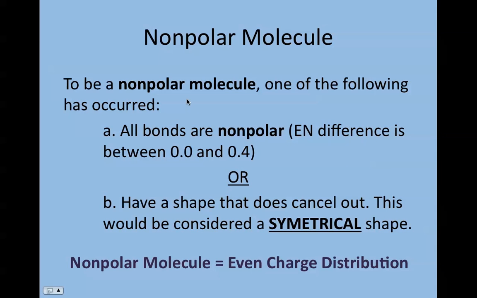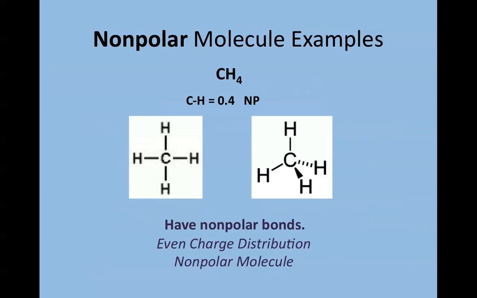All right, moving on to our nonpolar molecules. We have to make sure that in order for it to be a nonpolar molecule, either A or B has to be true. Either all the bonds are nonpolar, so they all have an electronegativity difference of 0 to 0.4, or it can have polar bonds, but it has a shape that cancels out these polar bonds. So we say that it's a symmetrical shape, or it passes the mirror test where it has multiple lines of symmetry. Now, nonpolar molecules have an even charge distribution. The electrons are evenly spending their time around all the atoms in the molecule.